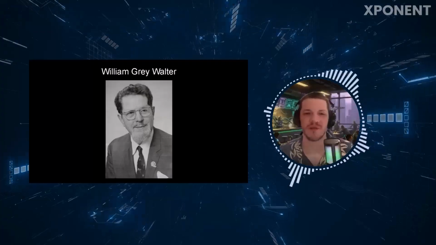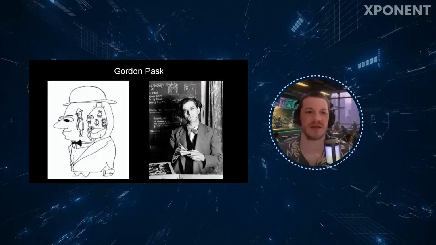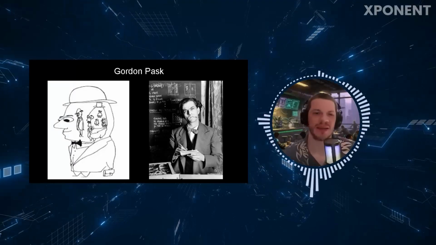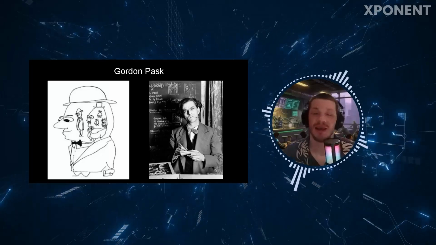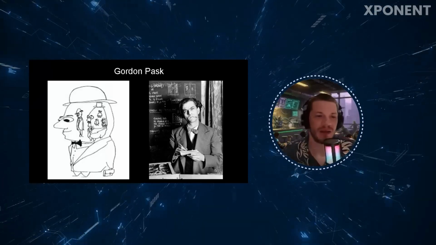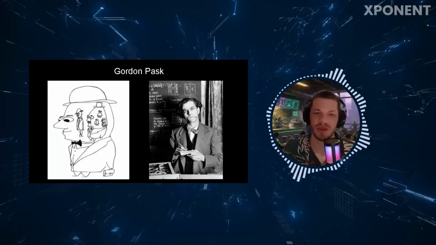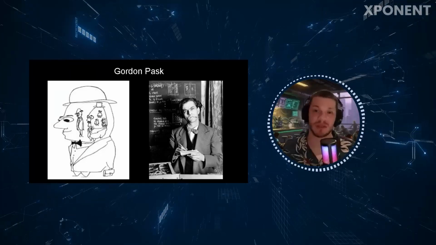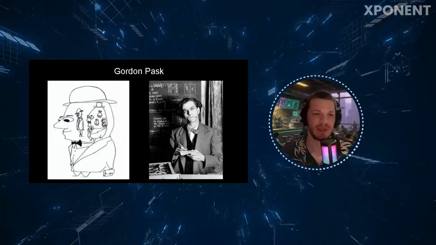William Gray Walter. He was a neurophysiologist. And then Gordon Pask. He was a polymath. He did chemistry, engineering, geology. I think he had a PhD in psychology. And then he made interactive cybernetic art installations. They'd argue over stuff like whether the brain was a digital computer, which was Turing's view, or an analog balancing machine, which was Ashby's view.